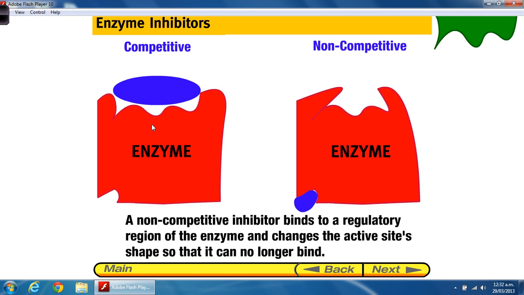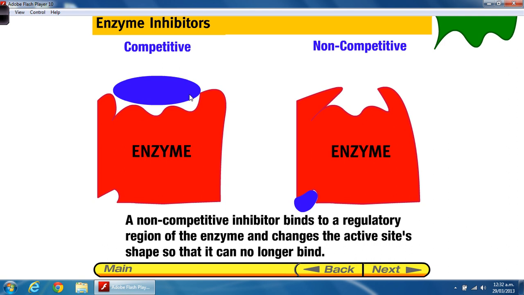Imagine if I took my key and stuck it into a lock, and it was a very similar key. It might not actually turn the lock, but if I broke it off in the lock, you wouldn't be able to get your key in there. That's kind of what a competitive inhibitor does: it binds to the active site and usually has a very similar shape to the regular substrate.